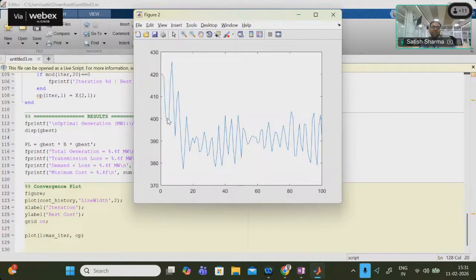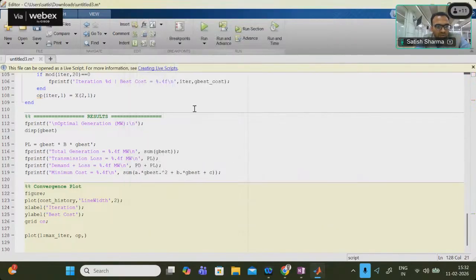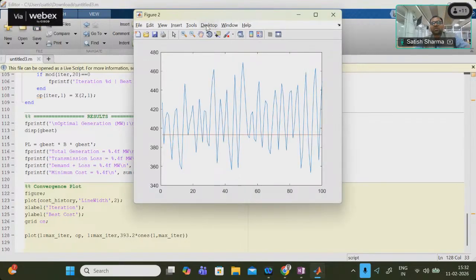So this is basically like no particle is moving and trying to converge towards the 393 value. Let me plot a line as well. So let's say 393.2 multiplied by ones, 1 comma max underscore iteration. Okay, let me see. Okay, so this is the 393.